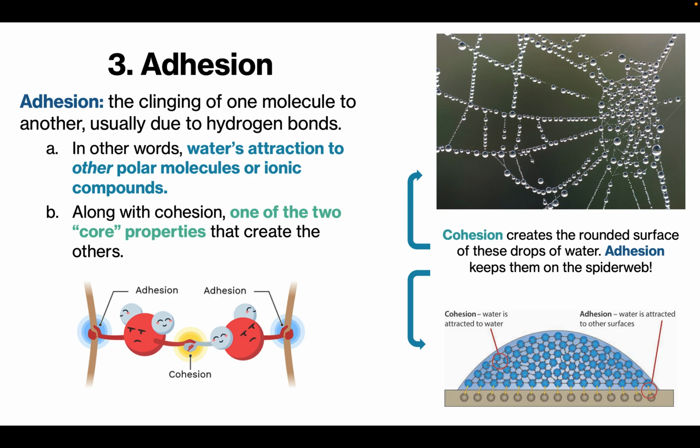Another application of cohesion and adhesion is water droplets on a spider web. The round nature of the droplet is created by cohesion for similar reasons as we just described. And then the reason that the little bubbles of water stay on the web at all is adhesion.